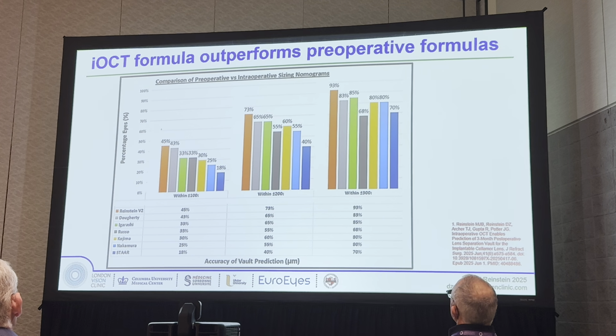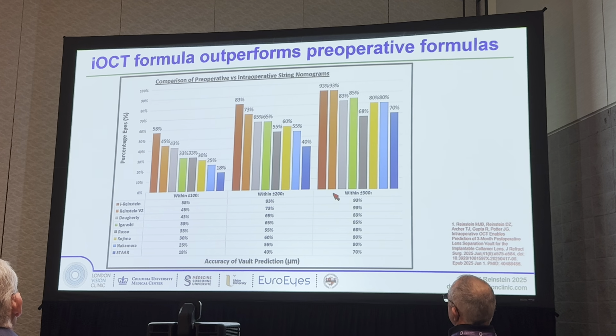Comparing this new IOCT intraoperative model to preoperative nomograms that do not include an intraoperative value, we can see that it is much more accurate in predicting the postoperative vault to include intraoperative vault in your formula, which I don't know if it's an entire surprise that you have a value later on that you're able to predict it better. But this is what we found. Intraoperative vault is extremely useful in helping to predict the postoperative vault.